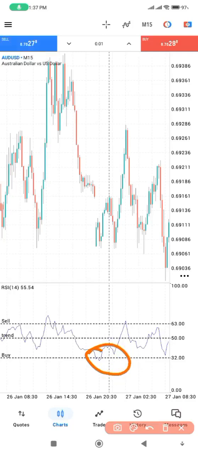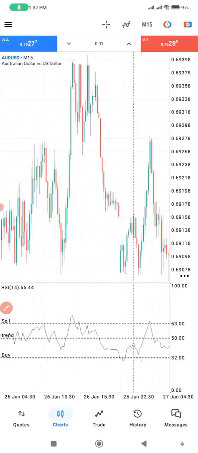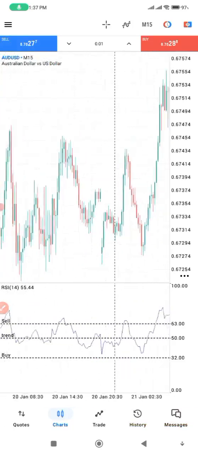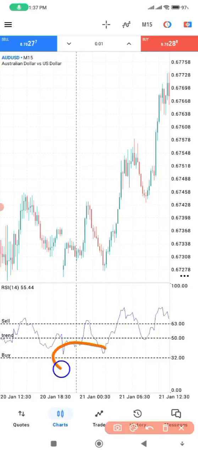Now look at it. At this particular point, you buy. At that particular point, you buy. At this particular point, which is close to 32, you buy. Once you see price close to 32, you buy. When the RSI crosses back above the 30, this can also signal a strong entry.